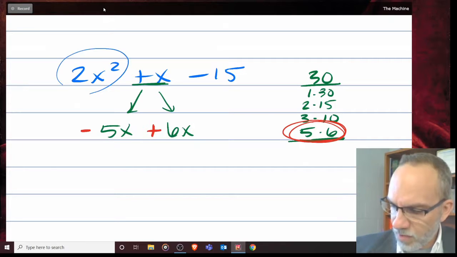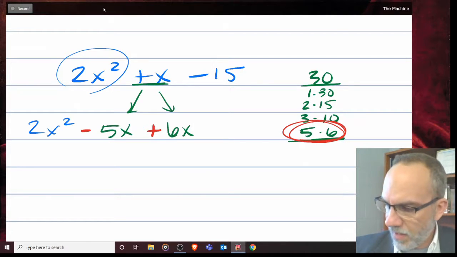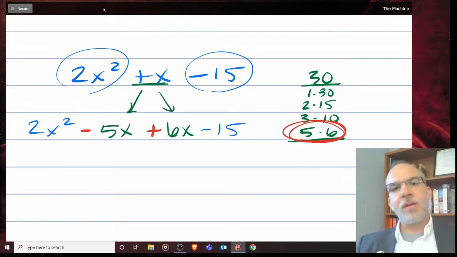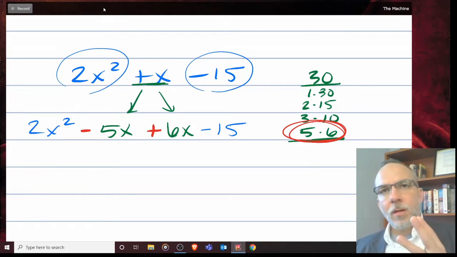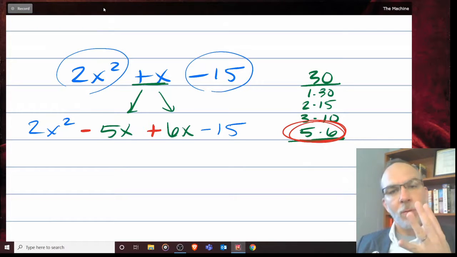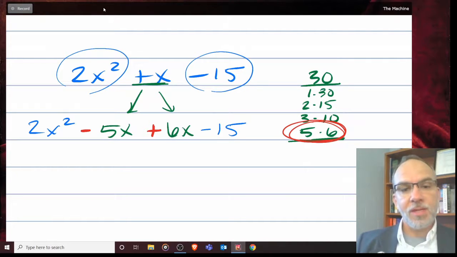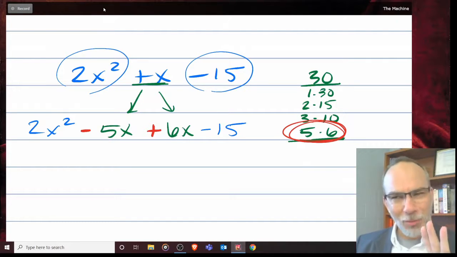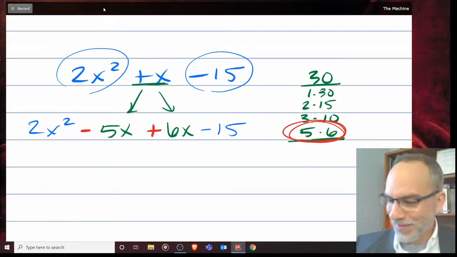Now, I'm just going to carry down the pieces that I'd had before. The 2x squared comes down here, 2x squared, and the negative 15 carries along, negative 15. So instead of a 3-term quadratic, I've now got a 4-term because I split that middle term into two pieces. Now that I've got 4 terms, just factor by grouping.